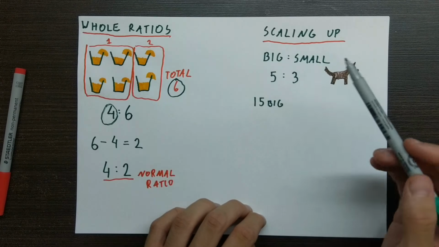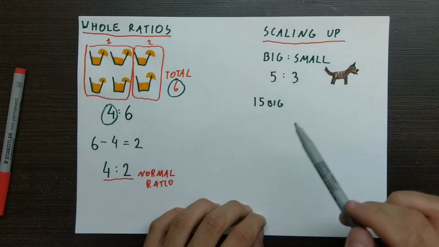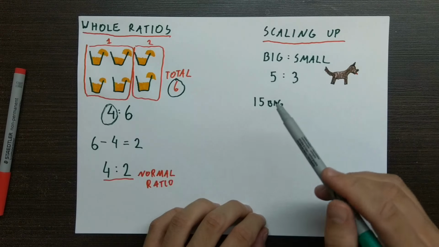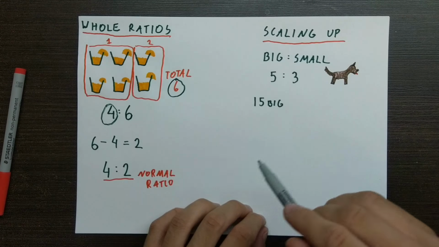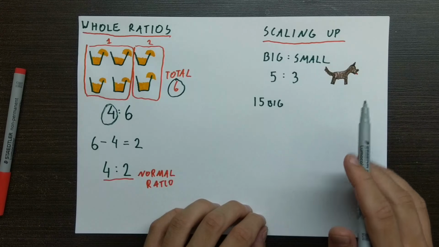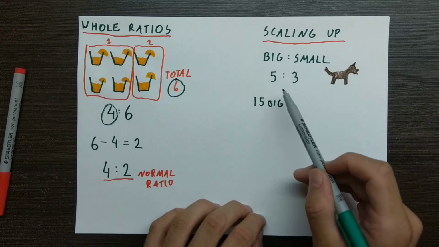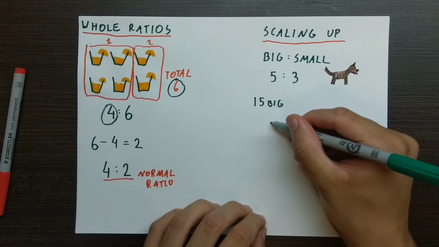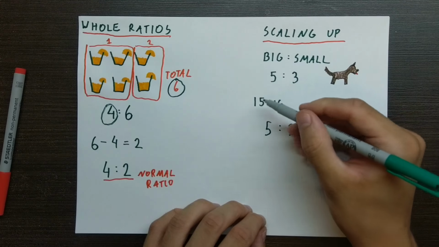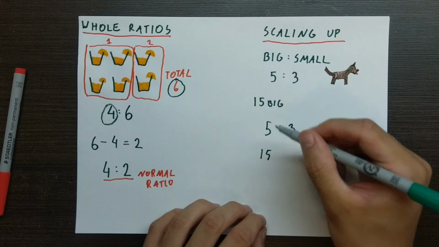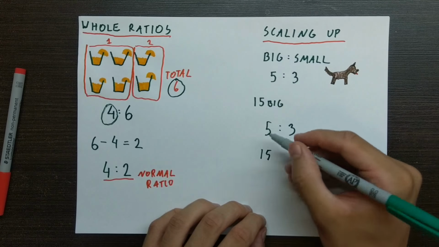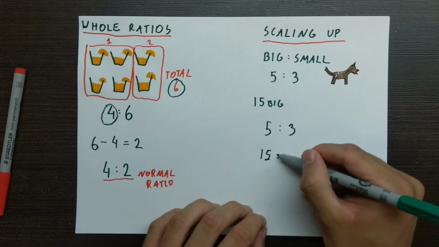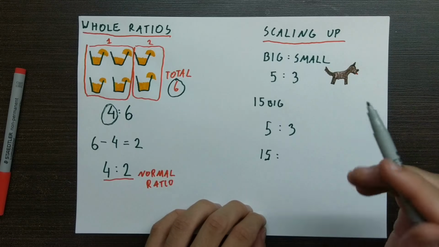We can do this the normal way, we can do the proportional division, or we can do this really quickly by scaling up. The same way we can shorten ratios, like in the previous video, by dividing both sides by the same amount, we can scale up ratios by multiplying both sides by the same amount. So in this case, our ratio is 5 to 3, but we want to achieve 15 big dogs. So we want to scale up so it will be 15 to something, and that will give us the direct answer.